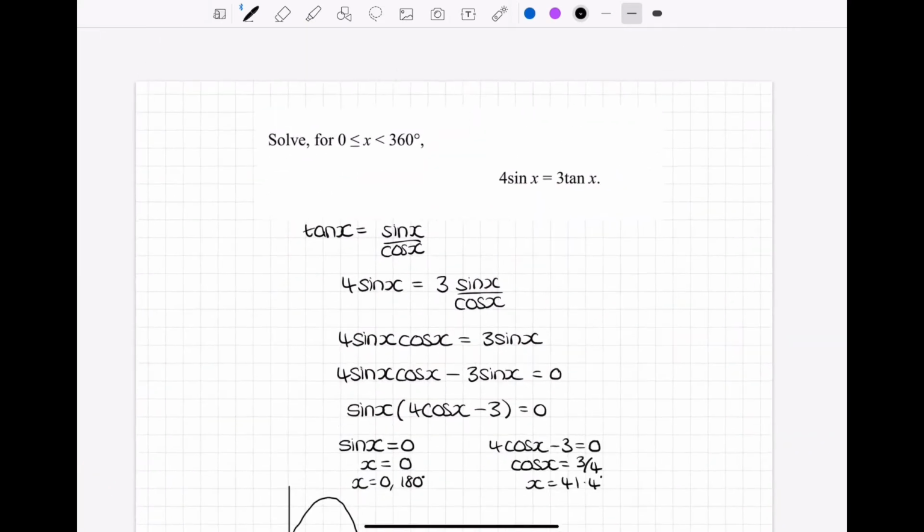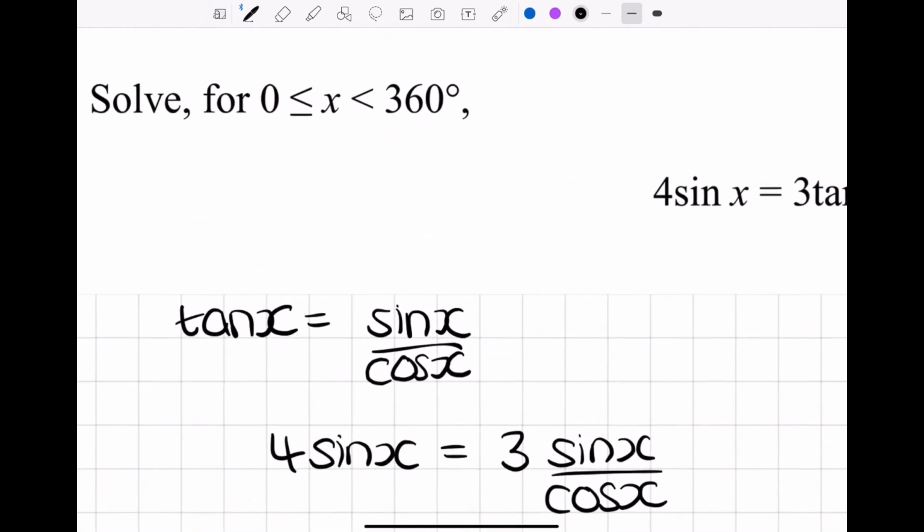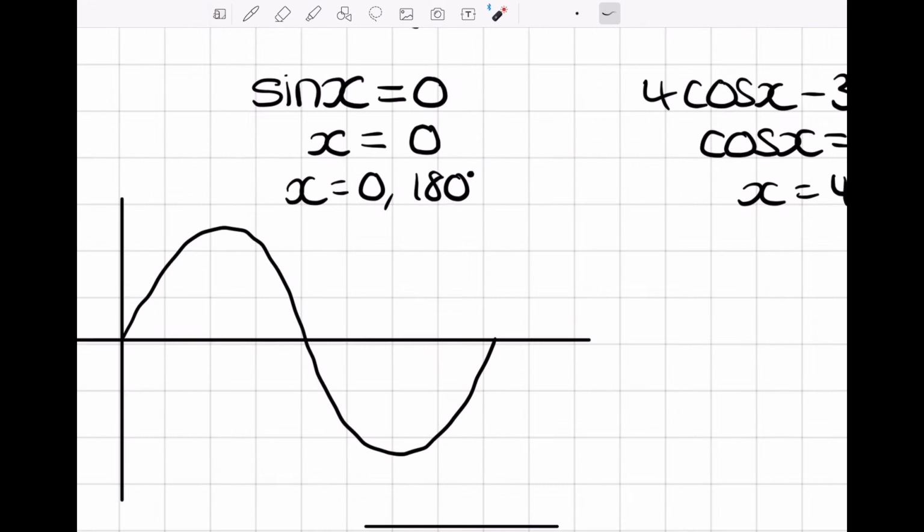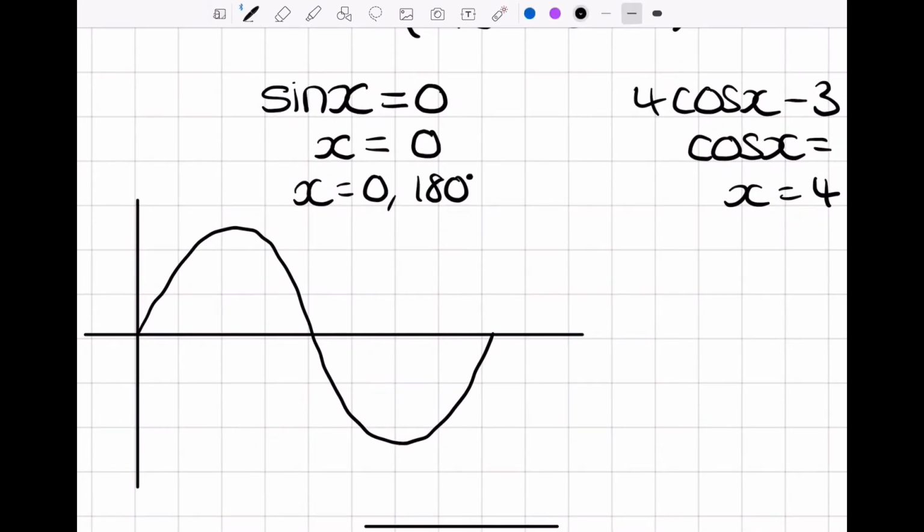This one is from x between 0 and 360, but we have a strict inequality there: 0 less than or equal to x, and then less than 360 for the last one. So we won't include 360 in that solution there.